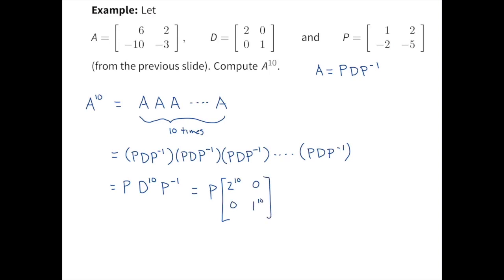Okay? So in other words, because D is a diagonal matrix, D to the power of 10 is easy to find. You just have to take the things on the diagonal and raise them to the power of 10. So you get 2 to the power of 10 and 1 to the power of 10. And now, because it's so easy to raise that matrix D to a high power, we've simplified our life greatly.